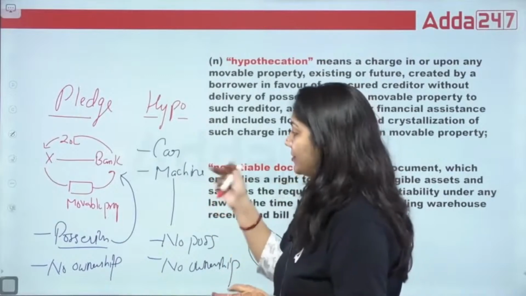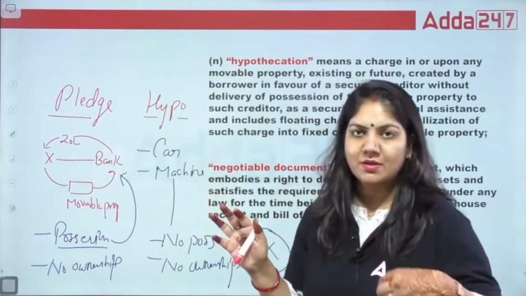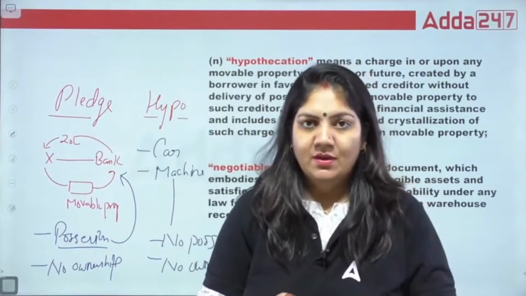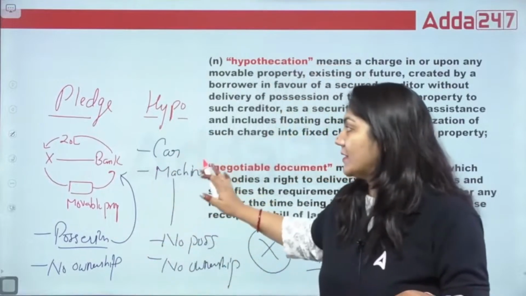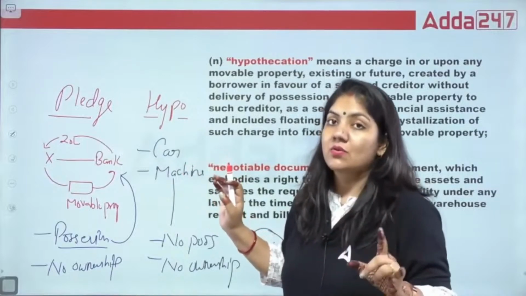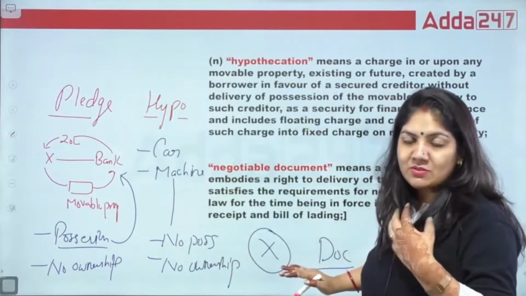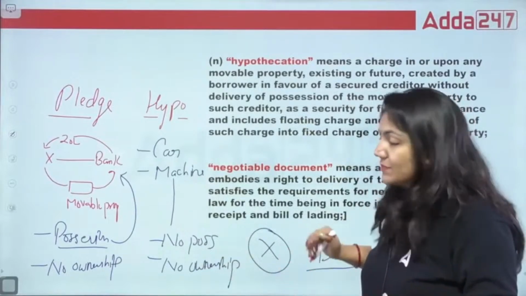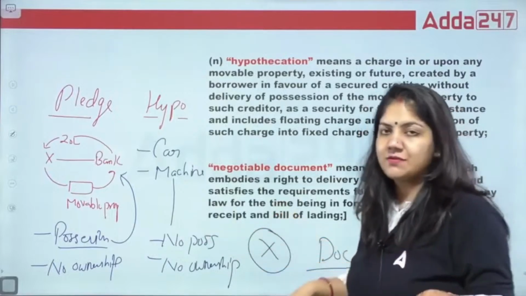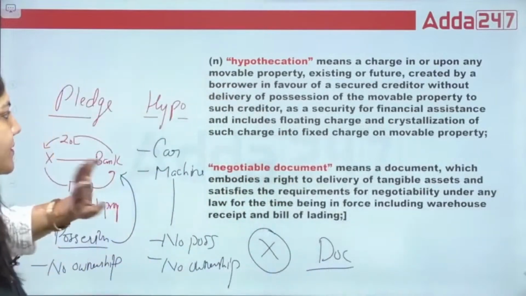Suppose we want to purchase a car or a machine, we will use it in day-to-day life. So we cannot give it to the bank as security, and we just give the document. Suppose Nikita ma'am is not able to repay the money, so what will the bank do? The bank will first take possession of my car and then sell my car. That's it. So this is your hypothecation.